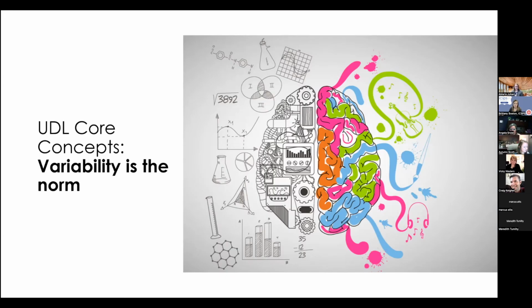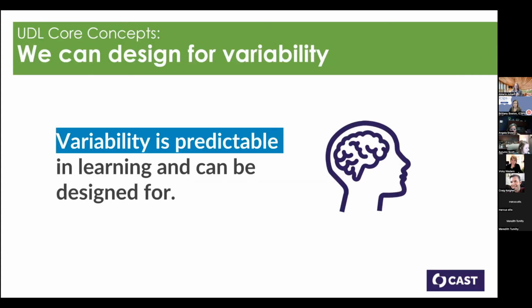Core concept of UDL: variability is the norm. So I want to just unpack this a little bit. We can design for variability. Variability is predictable in learning and can be designed for, but it is the norm. There is no average person. There's not a student who walks in and you're like, oh my gosh, they're average in everything.